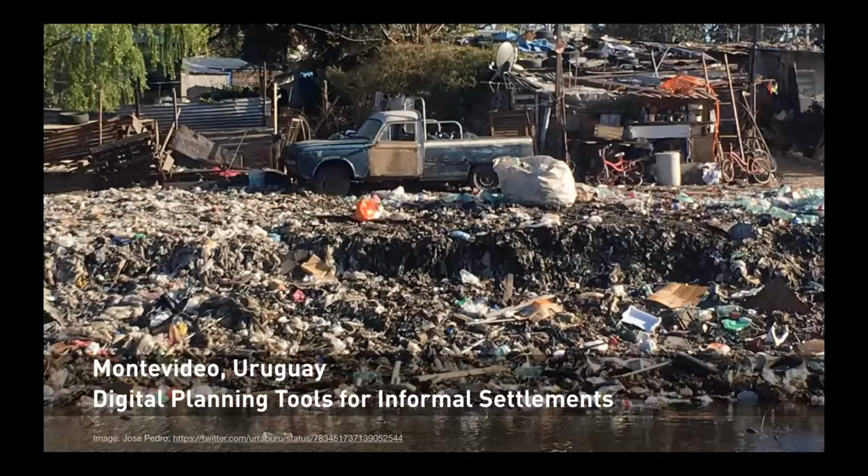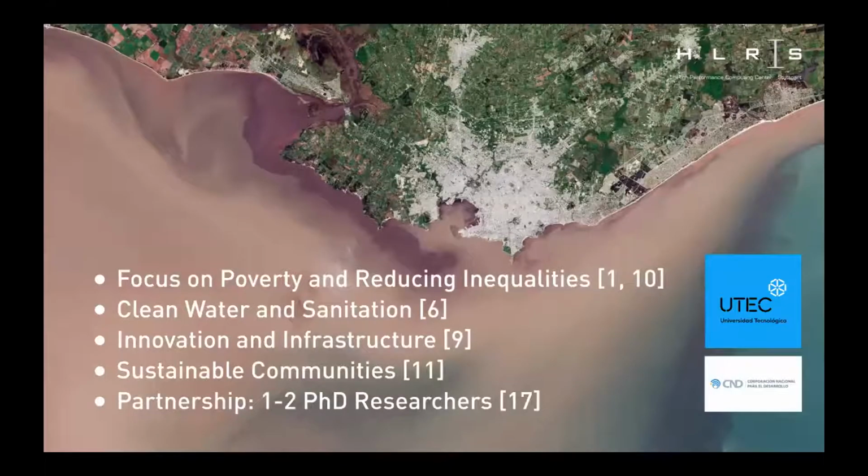And another topic is a project in Montevideo in Uruguay. We are trying to support, which should start maybe this year, together also with the Fraunhofer Institute, Fraunhofer IAO, focusing on digital planning tools for informal settlements, and also in collaboration with the Universidad Tecnológica in Uruguay, with a focus on poverty, how digital tools and digital twins could support the development in informal settlements and improvement, for example, of the water infrastructure or infrastructure in general, and how to involve people in these processes.